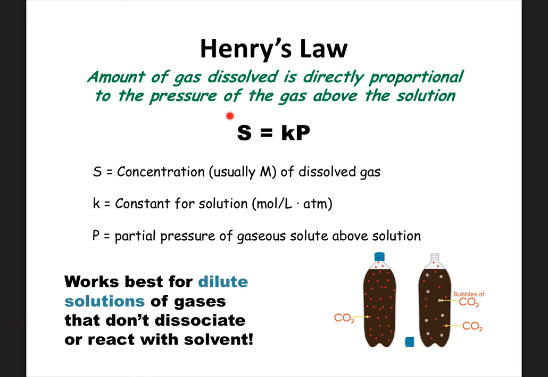You have to kind of know how to use it. But basically here, S is the concentration, usually in molarity, of a dissolved gas. So essentially this is the concentration of a gas that is dissolved. K is a constant for the particular solution you are looking at. And then P would be the partial pressure above the solution. Typically this works best for dilute solutions of gases, but we're just going to do a quick problem with this so you can see how to plug in and use this equation to figure out the concentration of a dissolved gas at a certain pressure.